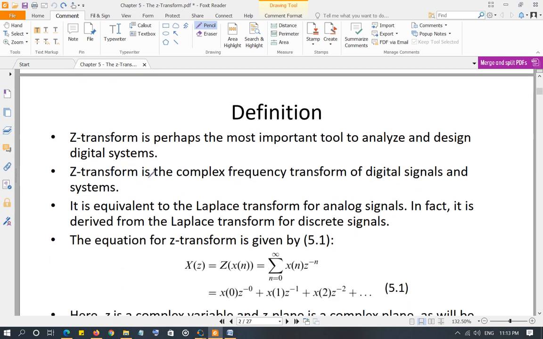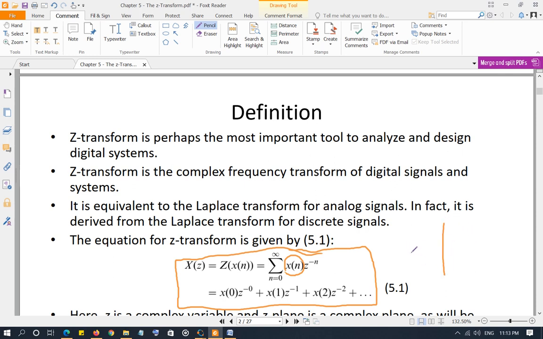Z-transform, as I said, is a complex frequency transform of digital signal. This is the mathematical expression to calculate Z-transform. So it is an infinite series of the input signal samples times Z to the power negative n. Now Z again is a complex number.